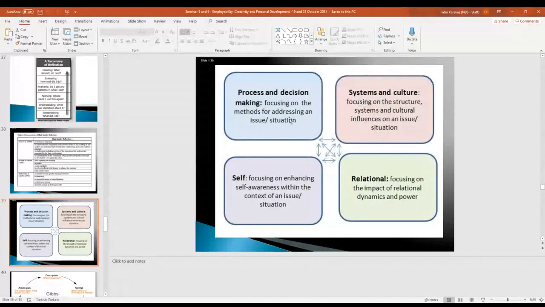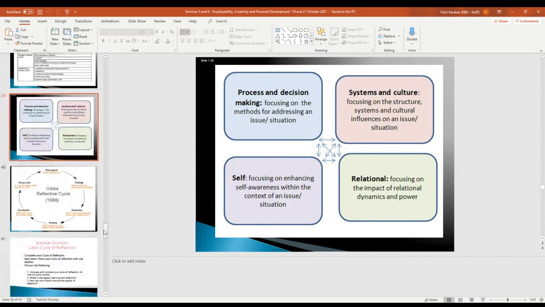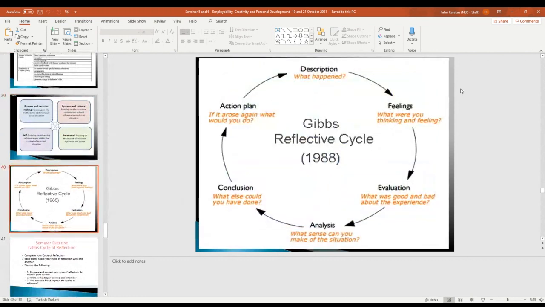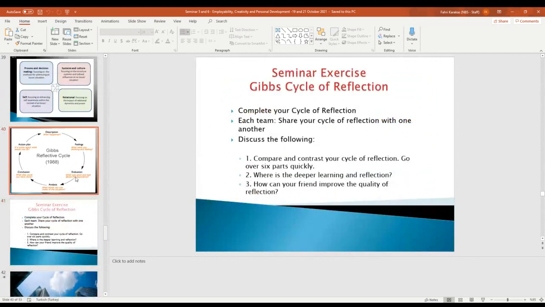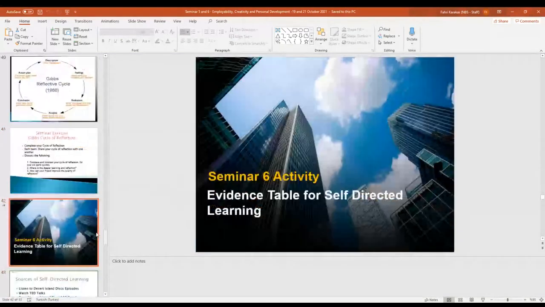So maybe you can focus on different aspects such as process, decision making, yourself, relational dynamics. What were the power dynamics, relation dynamics, and what about systems, culture, or context? So you can approach this situation from multiple angles to increase the quality and depth of your reflection. Okay. So if you have completed all these 6 parts and the handout, you can just copy and paste it and attach it to your coursework.